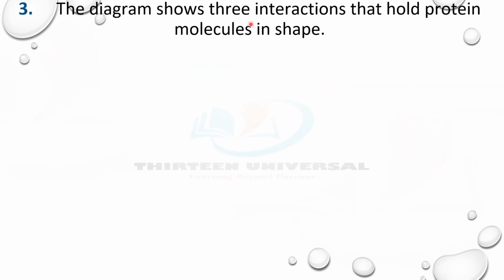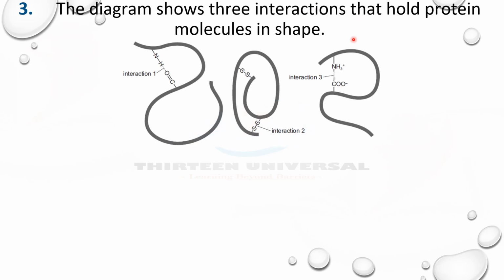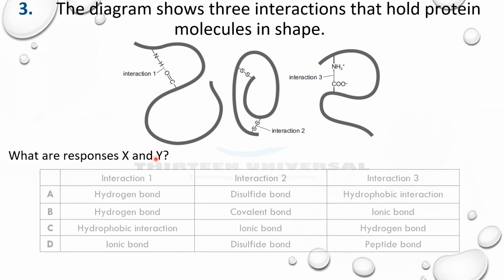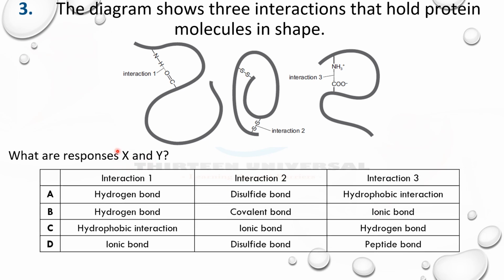The diagram shows 3 interactions that hold a protein molecule in shape. So look at that. You can see that. So what are the interactions? Okay, what this is trying to say, this is a typo. What are the interactions X and Y? What are the bonds X and Y? Okay, so what do they represent?